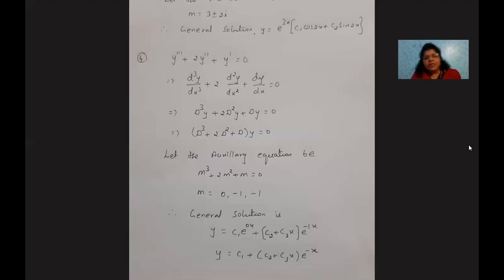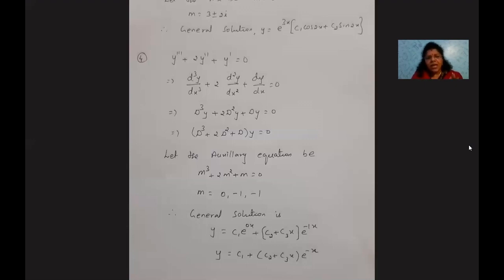Here m is common. If we take m common outside, we'll obtain a quadratic equation m square plus 2m plus 1 equal to 0. When you solve the quadratic equation m square plus 2m plus 1 equal to 0, we'll obtain 2 real and repeated roots, that is minus 1 and minus 1. The m which is there outside gives the root m is equal to 0. Thus, for the cubic degree equation, we have got 3 roots, that is 0, minus 1, minus 1.